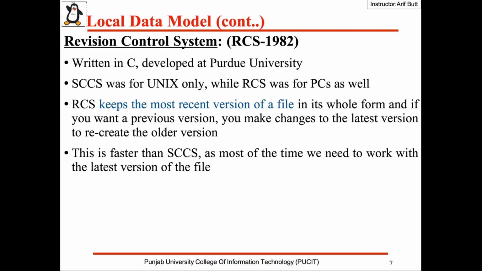The other example that uses local data model is RCS, Revision Control System. Written in C, developed at Purdue University. The SCCS was for Unix only, while this Revision Control System was for personal computers as well. The Revision Control System keeps the most recent version of the file in its whole form, and if you want a previous version, you make changes to the latest version to recreate the old version. So RCS is faster than SCCS, as most of the time we need to work with the latest version of the file.